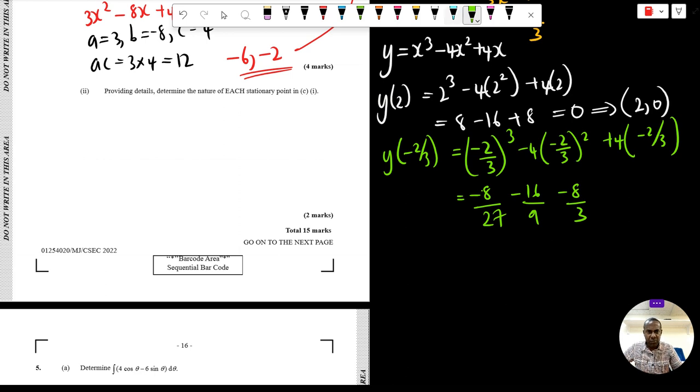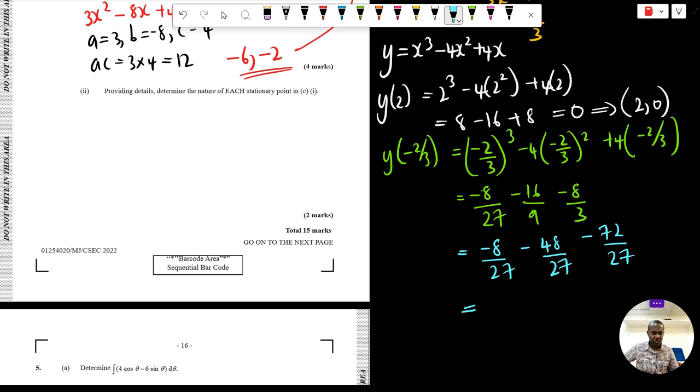Now for the purpose of adding without a calculator, I will write these as fractions, all of the same denominator, 27. So this is minus 8 over 27. Then multiply both numerator and denominator by 3. That gives us minus 48 over 27. This time we multiply by 9, numerator and denominator. So we get minus 72 over 27.